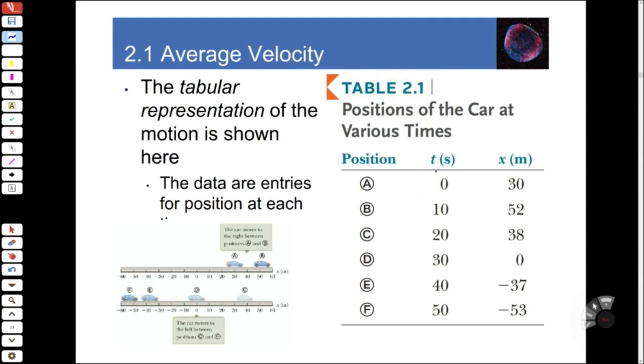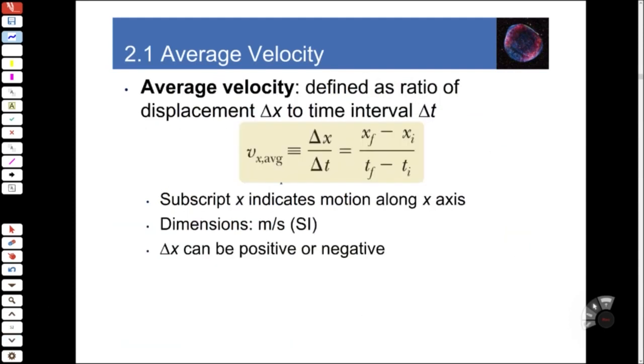Or you can have the tabular representation. All these three you can use to calculate, for example, the average velocity. Now we are going to formally define average velocity, which is defined in this way. Here x indicates just a line. In one-dimensional motion, you can just derive this. So that v means this motion along the x-axis.